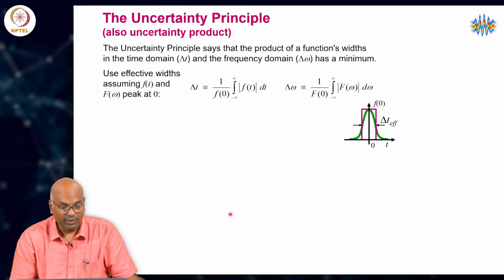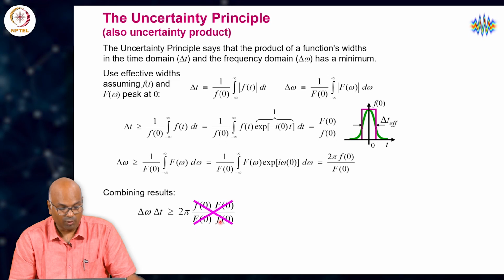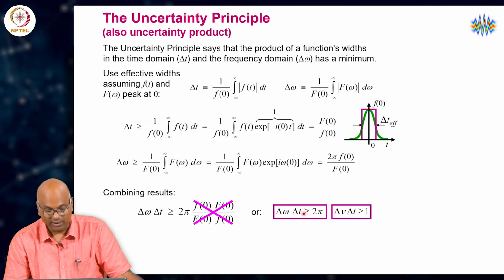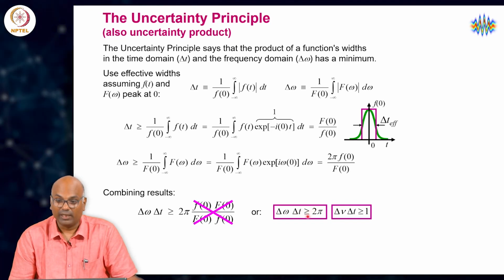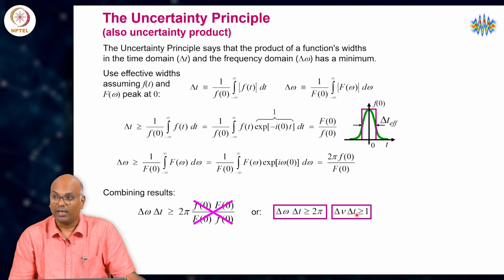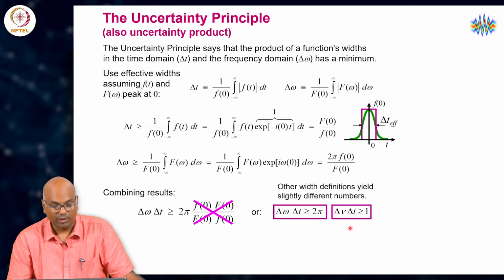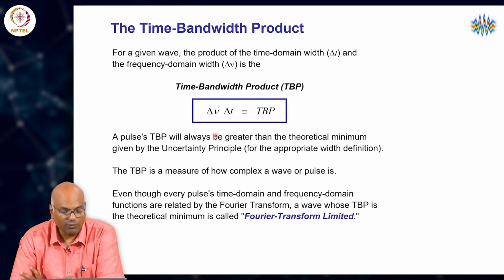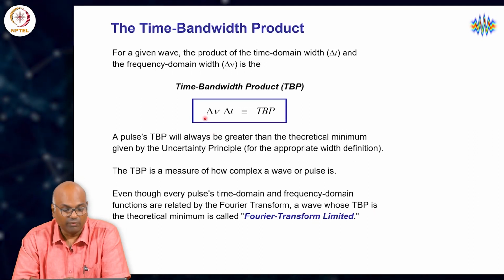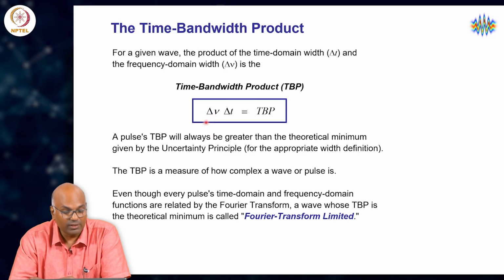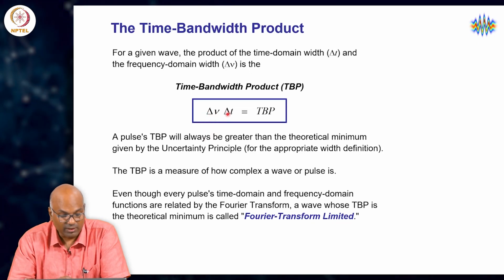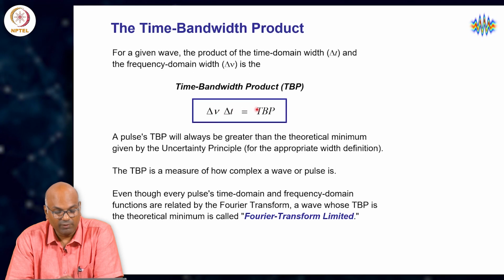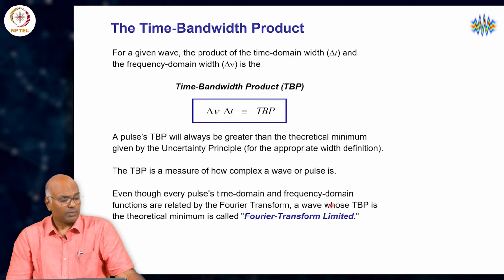Now, whatever means of width we consider, all these would obey an uncertainty relation, where delta omega delta t, the product, is at best 2 pi, and it can only be larger than this, or delta nu delta t can at best be 1 and is forced to be larger than this. So, the right hand sides would vary depending on various definitions. For every pulse that we encounter, we can define, using these widths in whichever form in the temporal and spectral domains, delta t and delta nu respectively, a time bandwidth product TBP, which is a number.